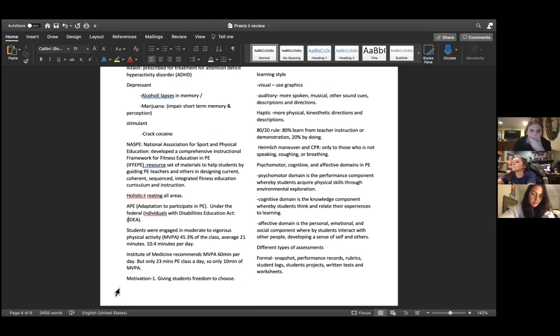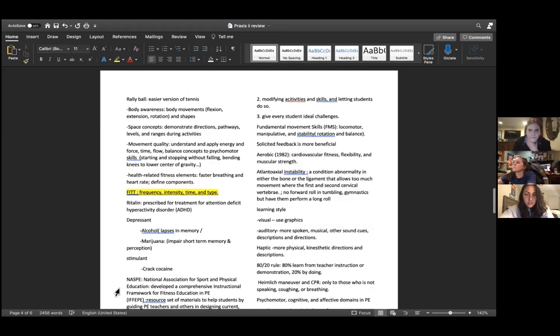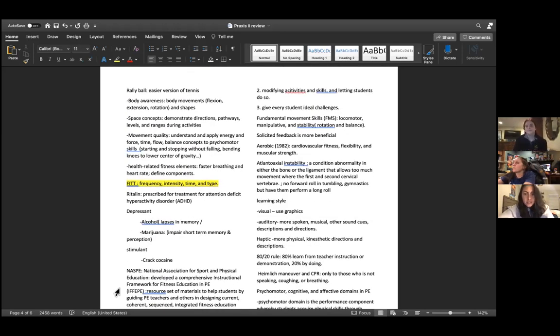Motivation: 1, giving students freedom to choose. 2, modifying activities and skills and letting students do so. 3, give every student ideal challenges. Fundamental movement skills: locomotor, manipulative, and stability, rotation, and balance. Solicited feedback is more beneficial. Aerobic, 1982: cardiovascular fitness, flexibility, and muscular strength.